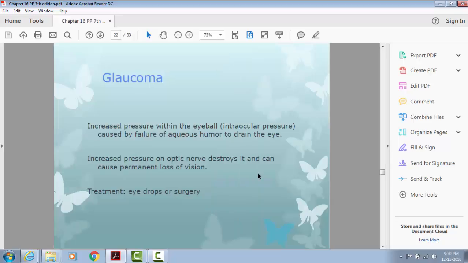Glaucoma then is increased pressure within the eyeball caused by a failure of the aqueous humor to drain the eye. This can be a problem if left untreated, can cause a patient to go blind. It is increased pressure on the optic nerve, which can destroy it and cause that permanent loss of vision. Treatment for this is to have the patient put drops in their eyes, and that helps to reduce the pressure within the eyeball. And sometimes they can do surgery for this as well if it becomes real severe.